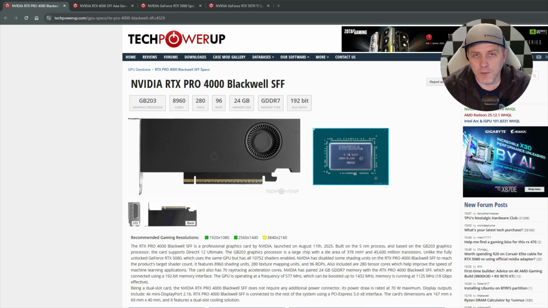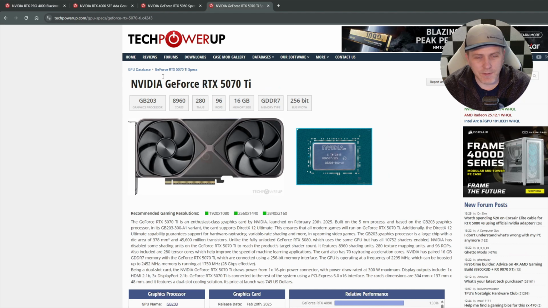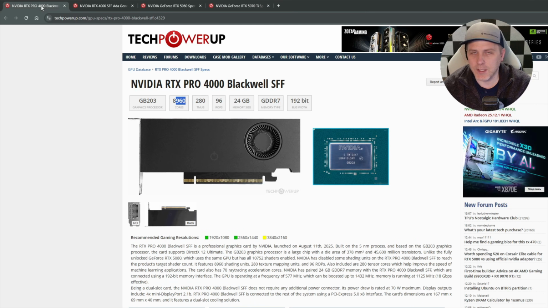Another thing worth mentioning is this number of cores, 8960, is about the same as a 5070 Ti. It's the same amount of cores, though the bus width is a little bit different. Obviously, the SFF card is heavily power limited. It does not have a power connector on it. It only pulls power from the motherboard, which limits it to only 70 watts.